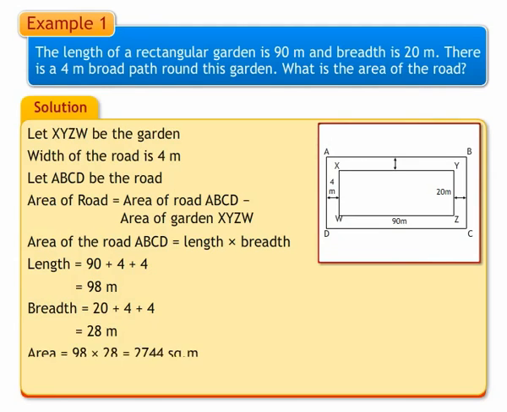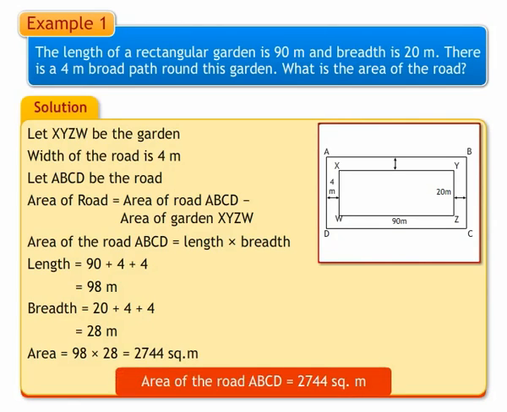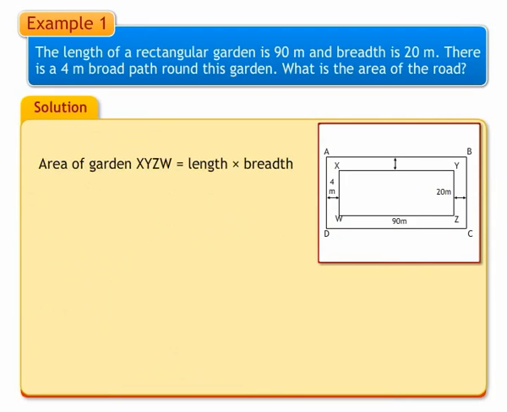Area is 98 into 28, which is equal to 2,744 square meters. Area of the road ABCD is equal to 2,744 square meters. Area of garden XYZW is length into breadth. Length is 90 meters and breadth is 20 meters. Area is 90 into 20, which is equal to 1800 square meters.